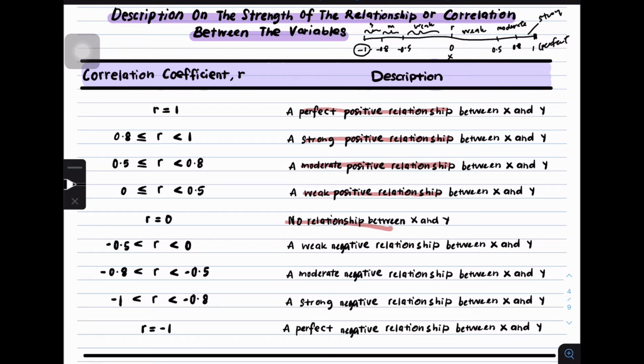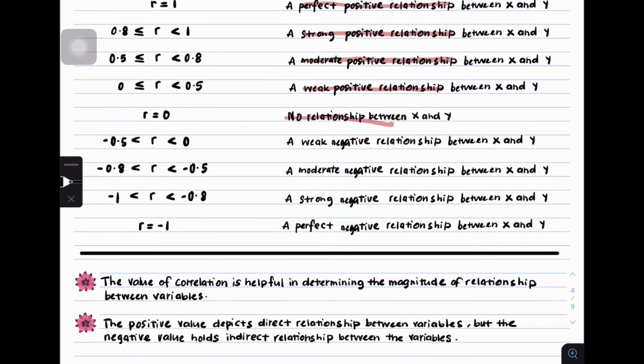Okay, so the value of the Pearson correlation coefficient R tells you the strength of the correlation between the dependent variable and also the independent variable. The value of correlation is helpful in determining the magnitude of the relationship between variables. So nilai correlation ni sangat membantu untuk kita cari magnitude of the relationship, the strength of the relationship antara dua variables. The positive value depicts a direct relationship between variables, sebab the negative value holds an indirect relationship between the variables.